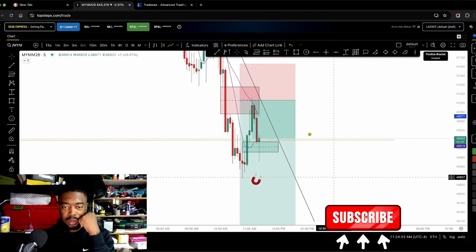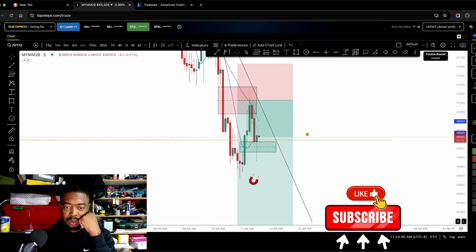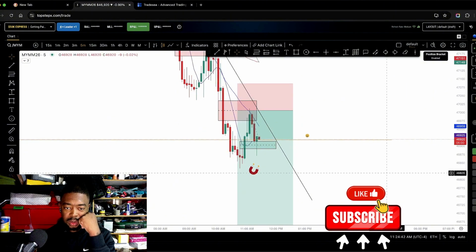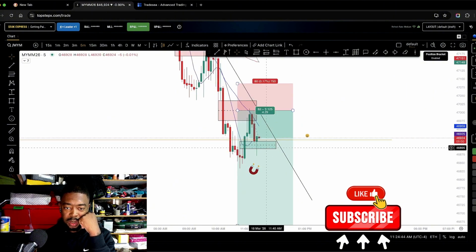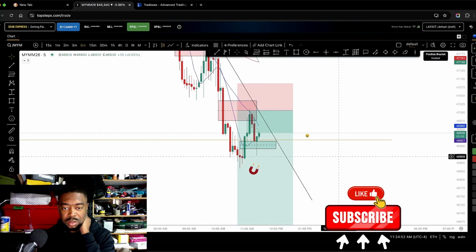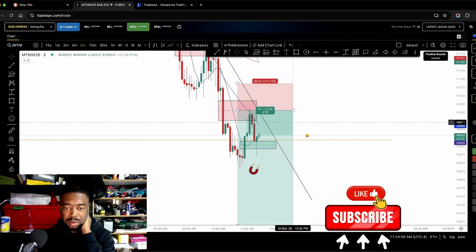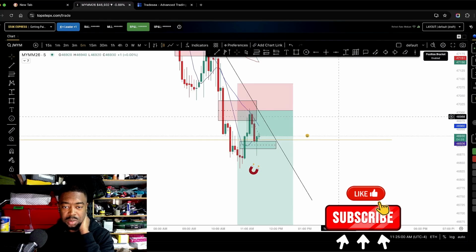Let's see what it wants to do. See, I don't like this close. We came into this gap right here. I was hoping for the inverse. It didn't give me the inverse. And just like I knew, this gap, so it could take me back all the way up. Let's see what it does.